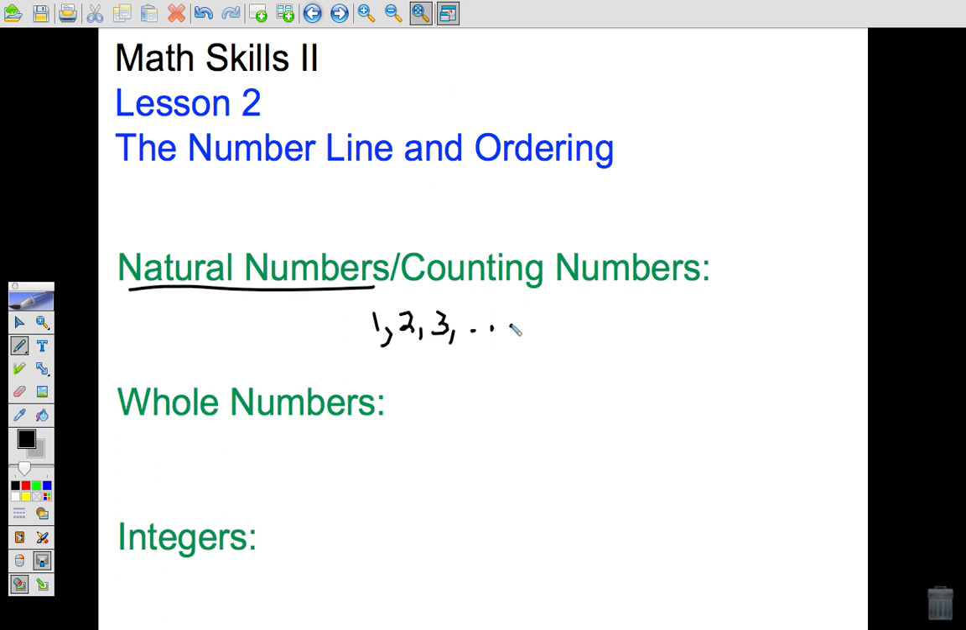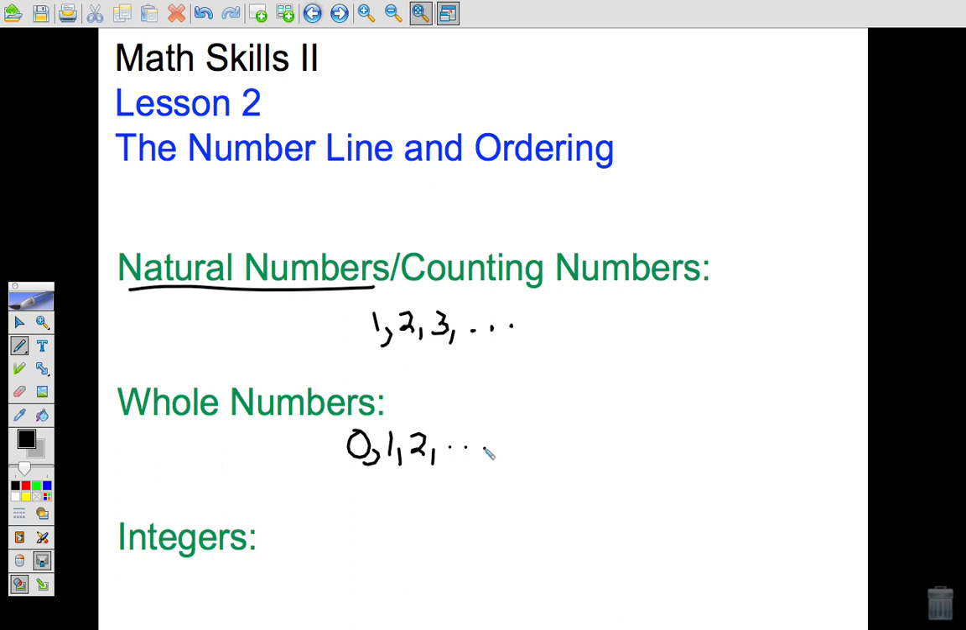The whole numbers are very close to the counting numbers or natural numbers. We just add a 0 in front. So the whole numbers would be 0, 1, 2, 3, dot, dot, dot. Usually you write 3 numbers down and then the dot, dot, dot. Remember what the dots mean. It means they keep on going.